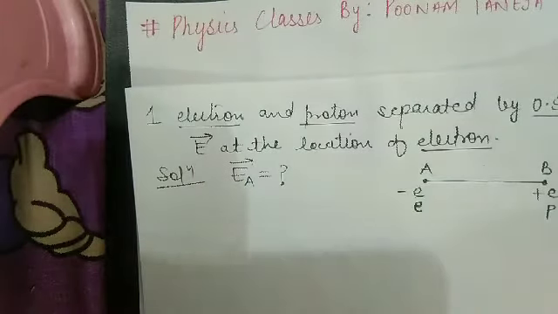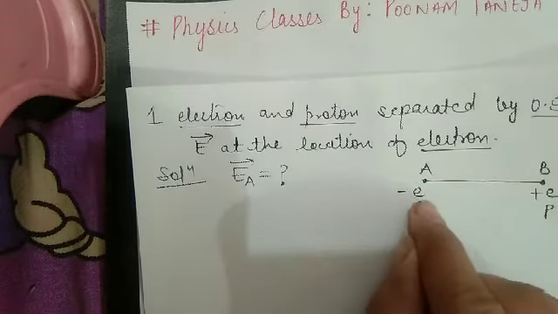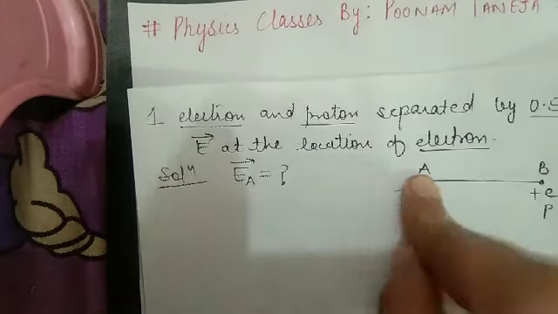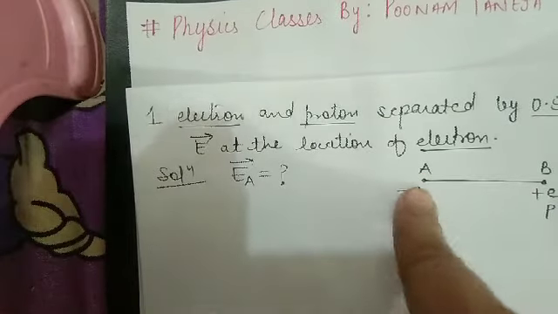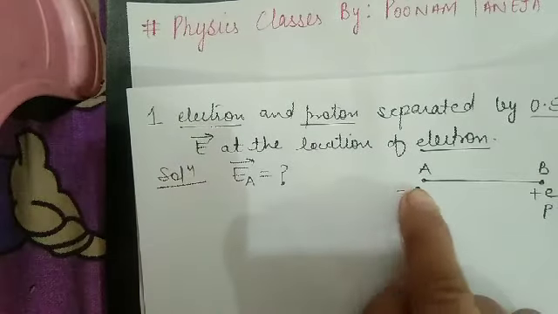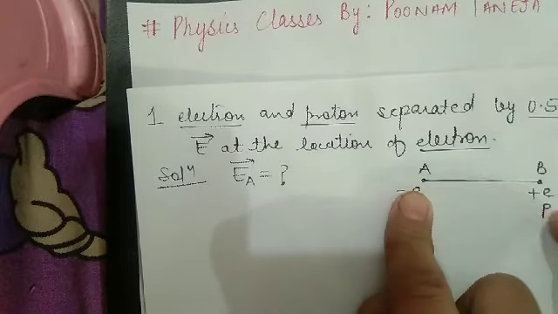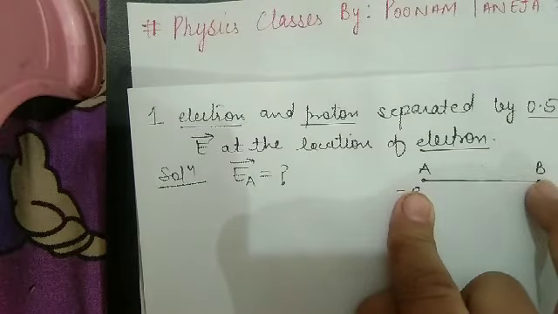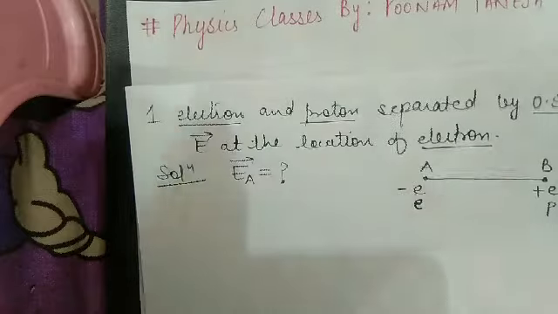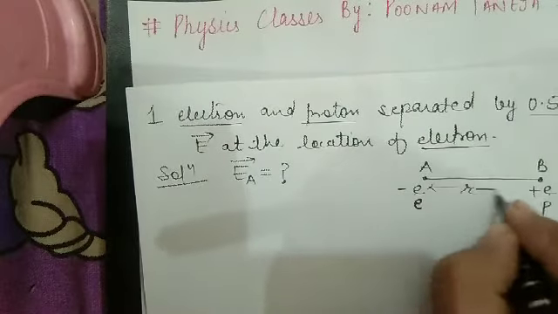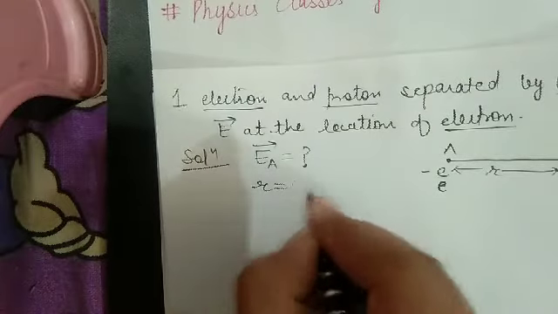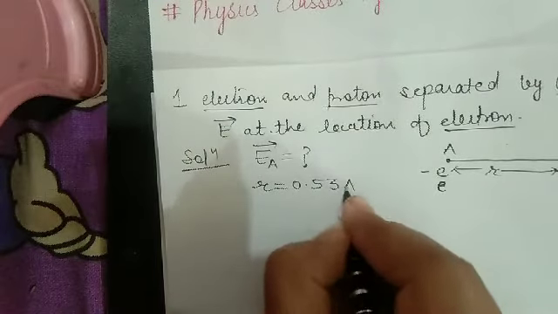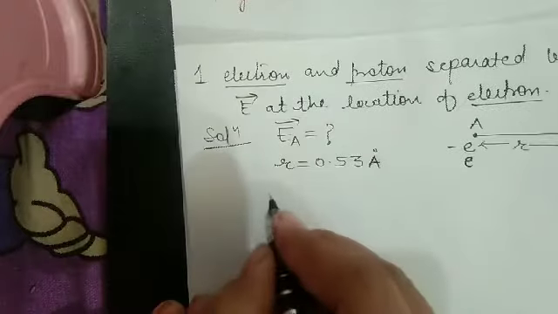And I have told you in my previous video that at the location of the charge itself, the electric field is not defined for that charge. It means at the location A, the electric field is not defined for this charge, that is the electron. So we have to calculate just the electric field due to the proton having charge plus e positioned at B. At what distance? At a distance of 0.53 angstrom. R is given to us, 0.53 angstrom. We will calculate the electric field.